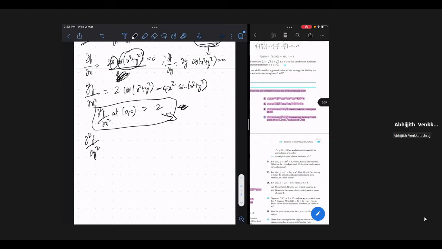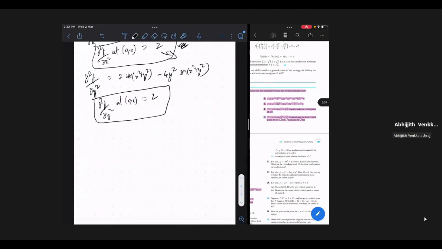So let's see what is ∂²f/∂y². This is again going to be 2 cos of x squared plus y squared minus 4y squared sine of x squared plus y squared. Same thing at the point 0 comma 0, it's going to be 2 again. So I found two terms. Let's try to find the mixed derivative term, which is ∂x∂y, the same as ∂y∂x.